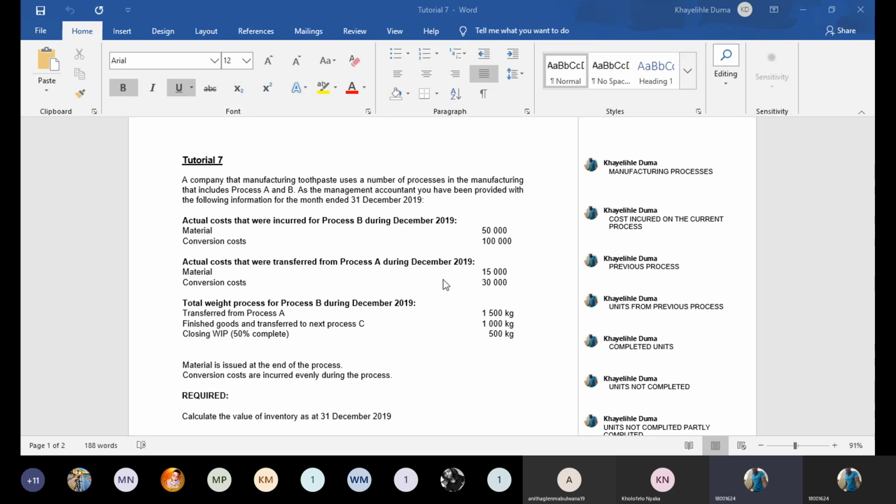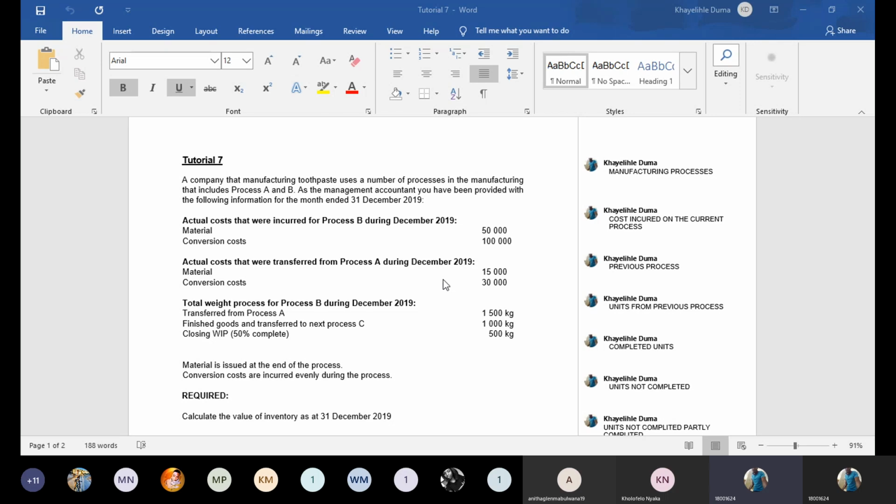Those costs that you can incur, actually it's manufacturing cost. Yeah, manufacturing, then you have the material, then you have the cost to manufacture it. Those are the conversion cost. Actual costs that were transferred from process A. All right, we have 15,000 and 30,000. Total weight process B during 2019, during December 2019.